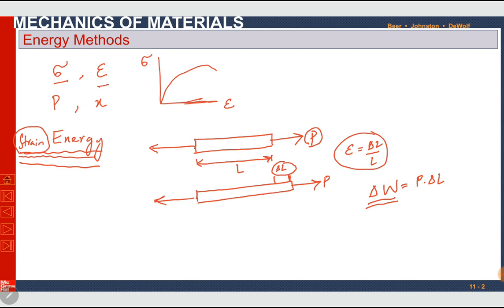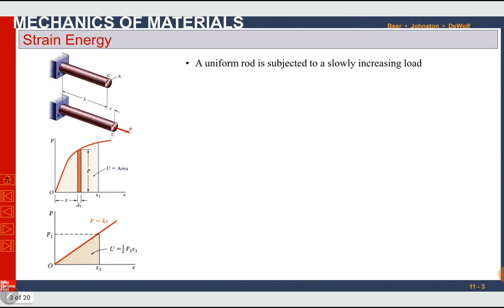So in this chapter we will discuss strain energy in detail: strain energy caused due to axial loading, due to bending loading, and due to shear loading. So let us discuss in detail strain energy in the materials. Again, here we are considering a uniform rod which is subjected to a slowly increasing load. In this figure, a load P is applied on the uniform bar, which has caused an increase of length equal to x.